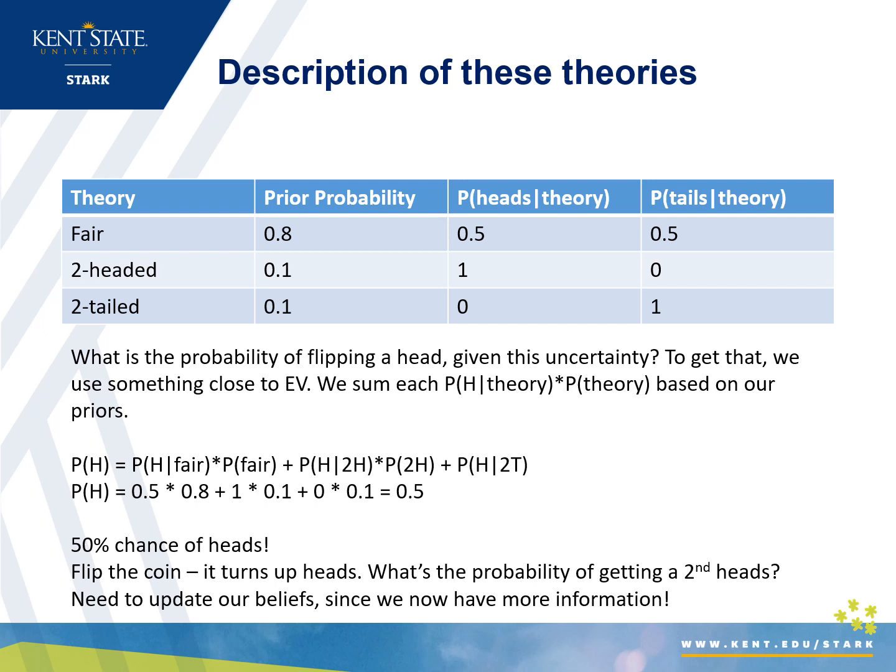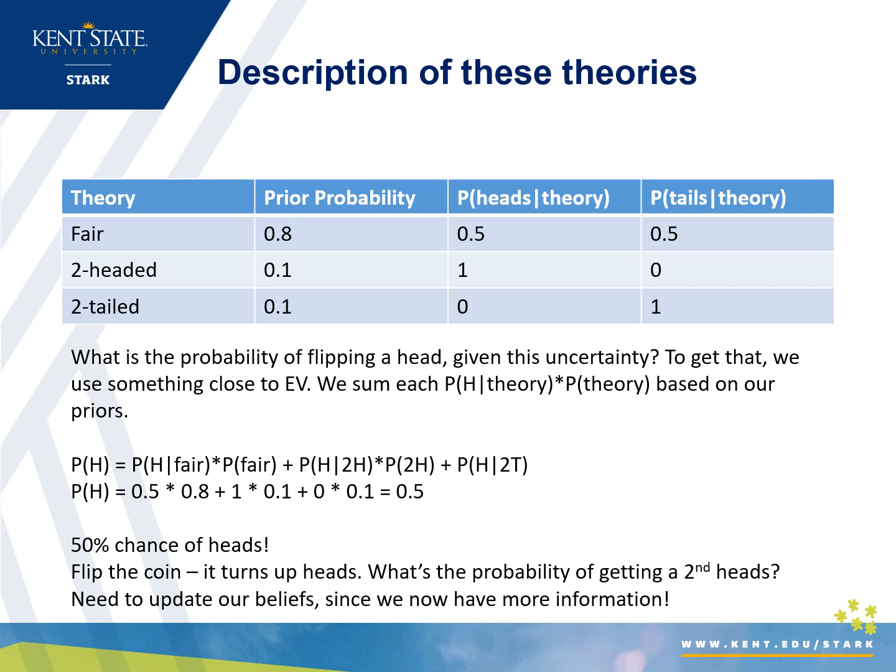So to get that, we calculate something very similar to the expected value. What we'll do is sum up each probability of heads given the theory, multiplied by the probability of that theory, based on whatever your prior was. So in our case, that'd be: what's the probability of a head given that it's a fair coin, that's 50%, multiplied by the probability of it being a fair coin, that's 80%, 0.8.